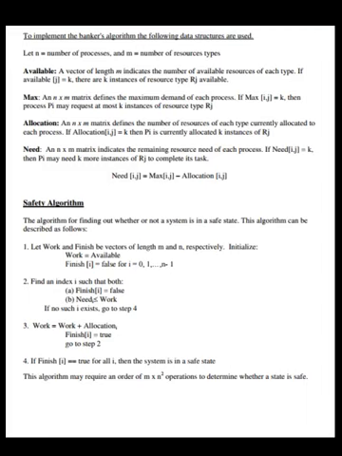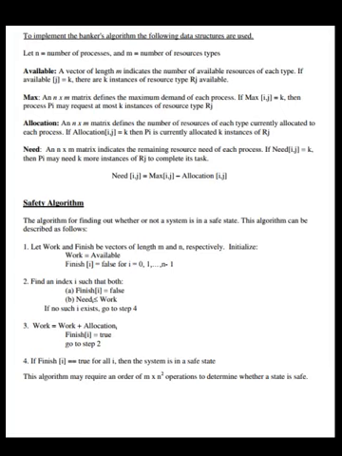To implement the Banker's algorithm, the following data structures are used. Let n equal the number of processes and m equal the number of resource types available. Available is a vector of length m indicating the number of available resources of each type. If available[j] equals k, there are k instances of resource type Rj available.